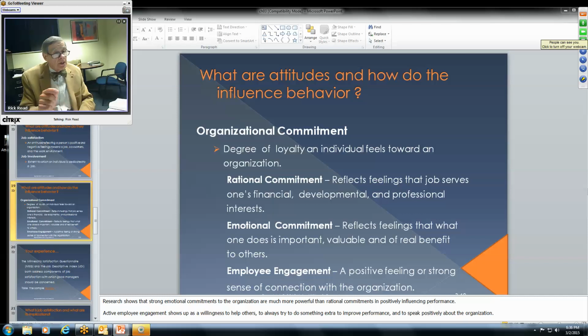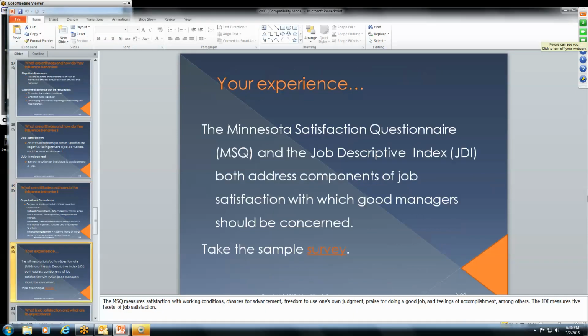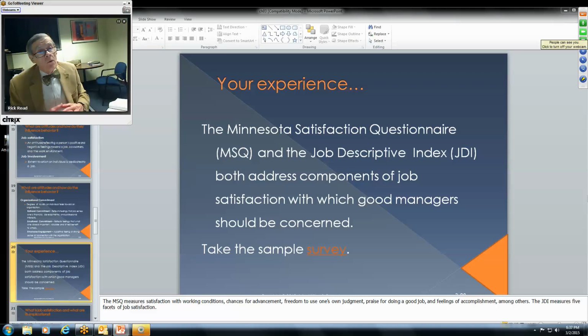This is the Minnesota Satisfaction Questionnaire, and there's also one called the Job Descriptive Index. They both address components of the job and components which make up job satisfaction. Managers ought to be concerned about this. There is a sample survey. I don't think you can just click on this and get it. I don't remember if there's one listed here in the text about the Minnesota. Let me see if I can find that for you. I don't remember that being here, but it is possible that you can do that.